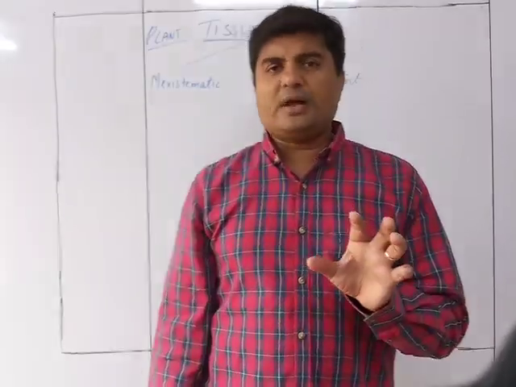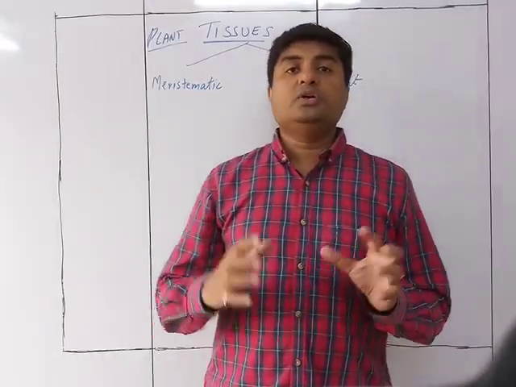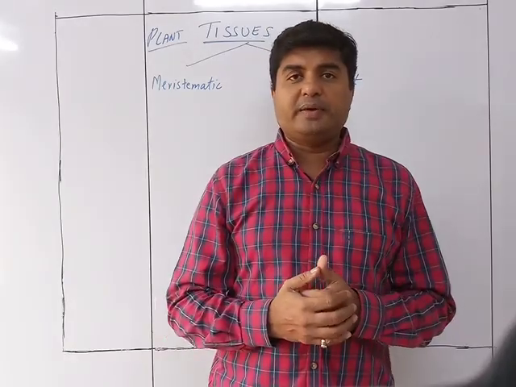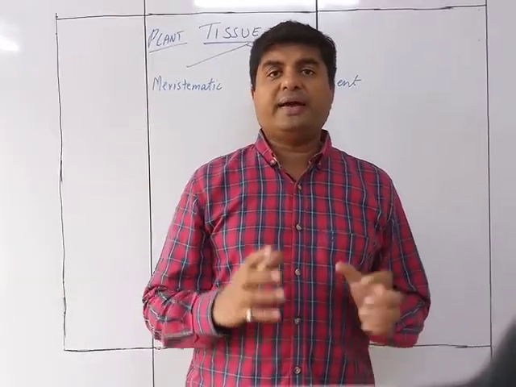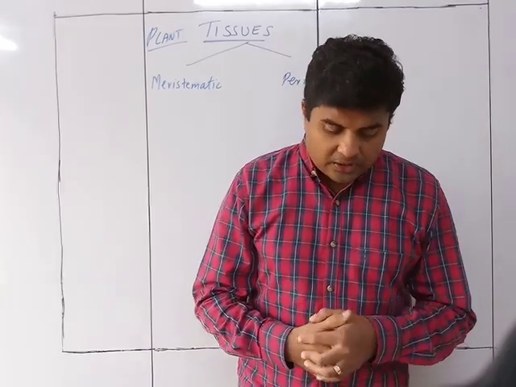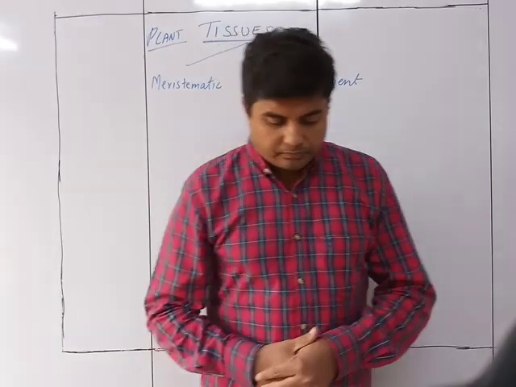They are specialized ones which are non-dividing. They are just present over there. They are going to do the normal job. A lot of job is being done by them, but they are not going to grow. They are just going to be there as specialized cells. So let's see what are meristematic tissues.